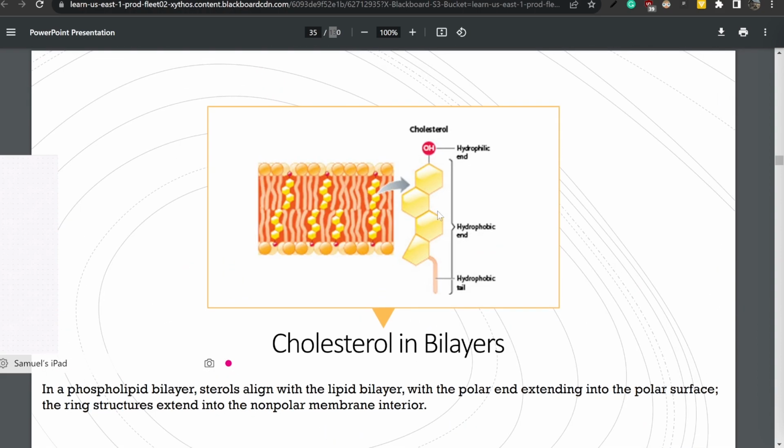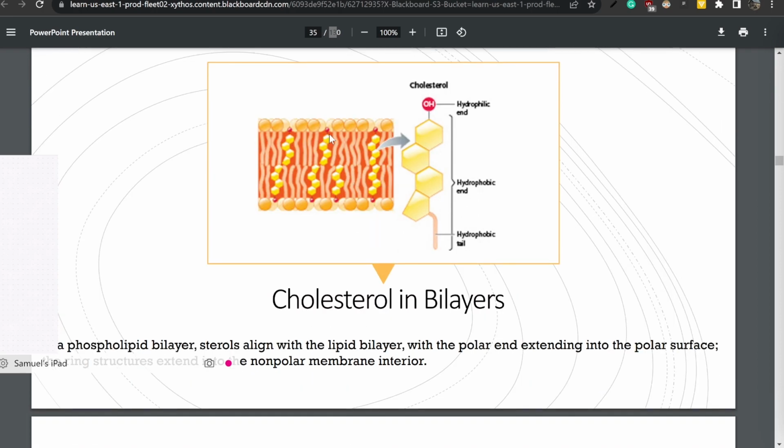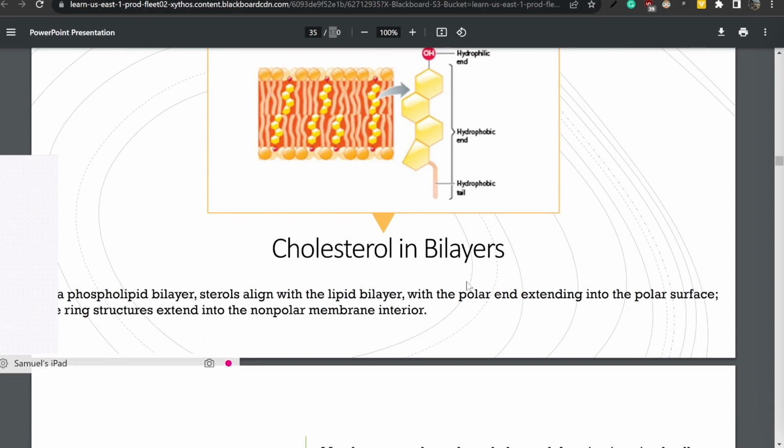So here, I'm trying to recall what it's called when there's 2 different charges. Oh, it's just polar. Okay, never mind. Amphipathic is when it's polar on one end and polar on the other end, but in the middle it's a different one. So yeah.